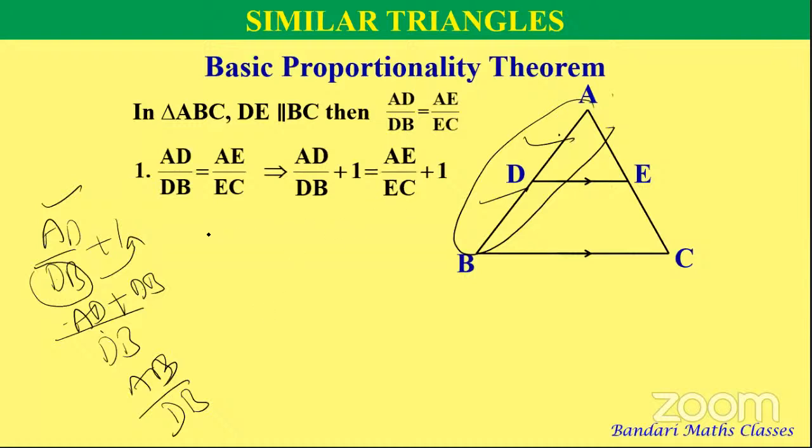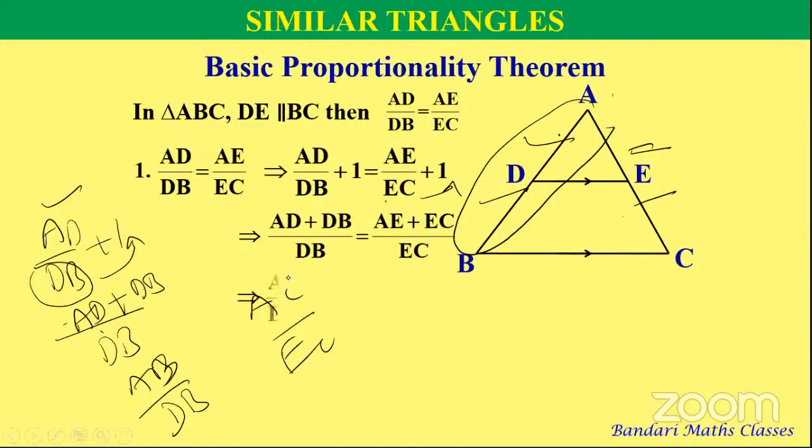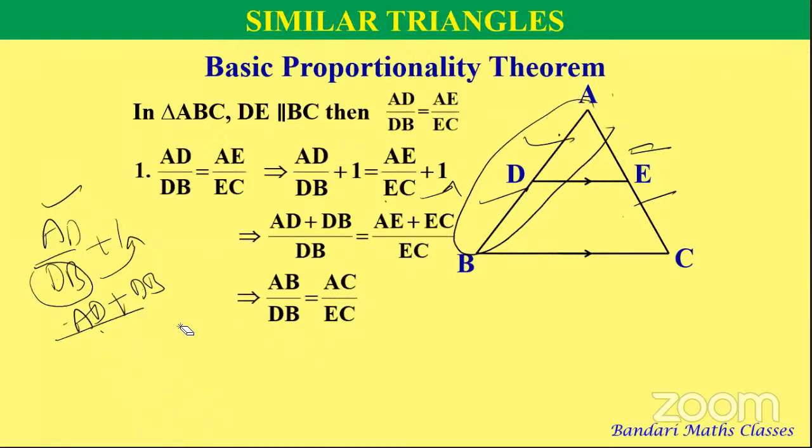Similarly, on the right side, AE by EC. EC is the LCM. Dividing EC with EC, we get 1, so 1 into AE plus EC multiplied by 1, that is EC. Then AE plus EC is nothing but the whole part AC by EC. So this is the right side. See this: AB by DB is equal to AC by EC. Okay? Okay, sir. Okay, right.